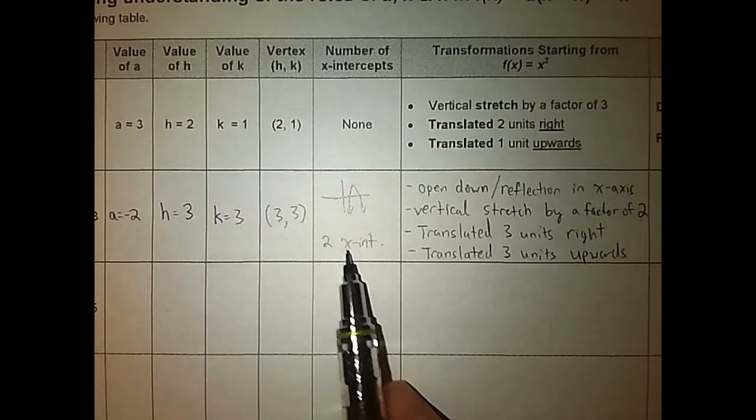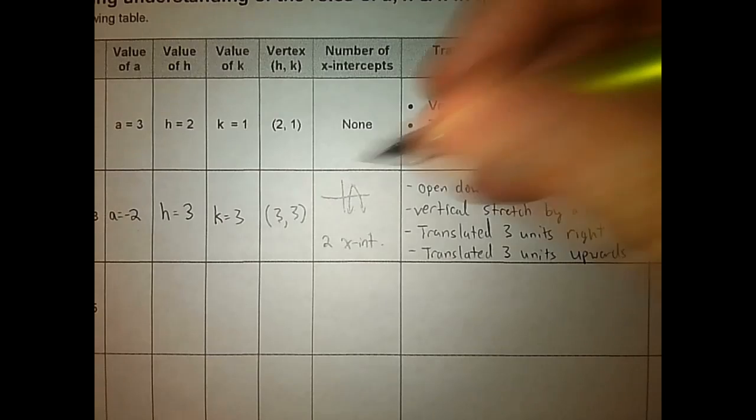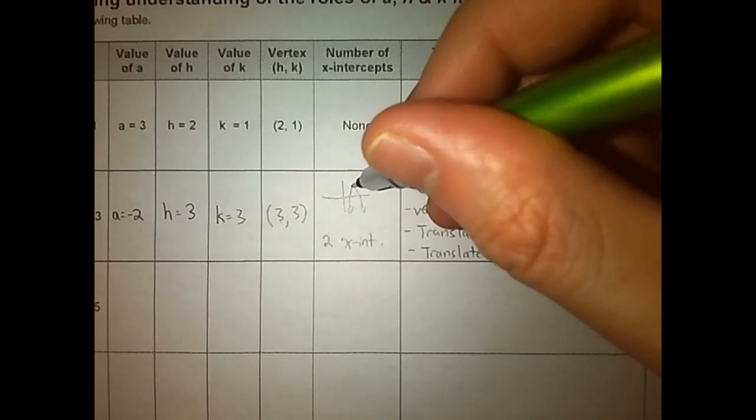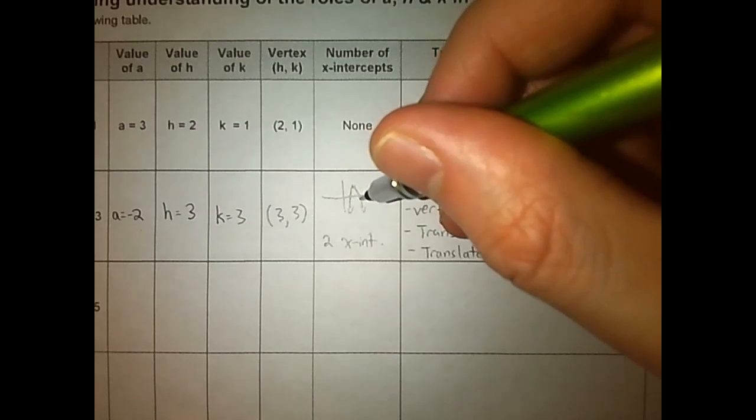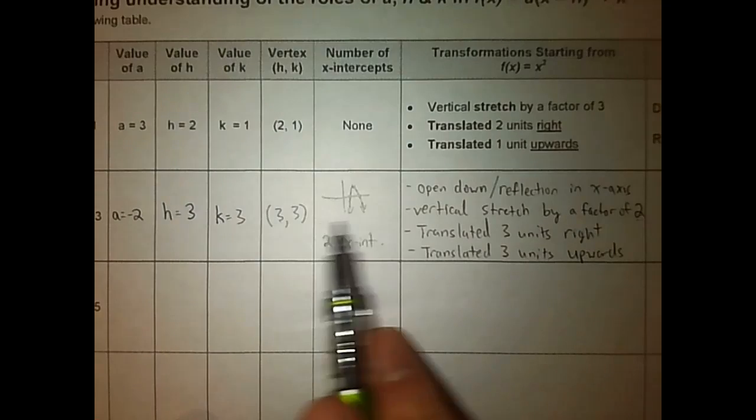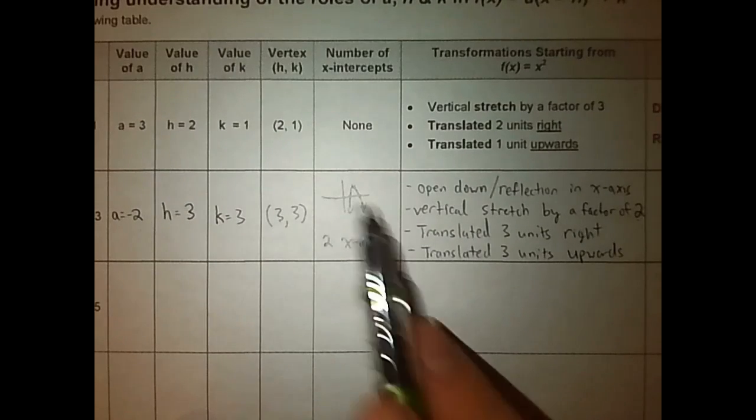This one's going to be a bit tough to see, but the more we do these, and the more we see where the vertex is and how the parabola opens, we're going to see how many x-intercepts there are going to be. I'll probably zoom in for the next one too.